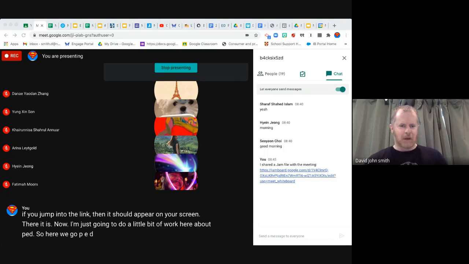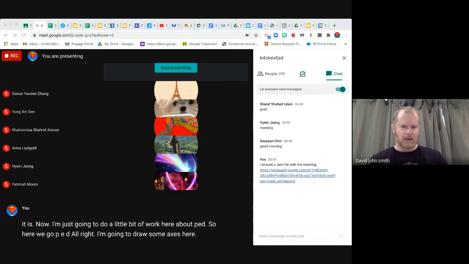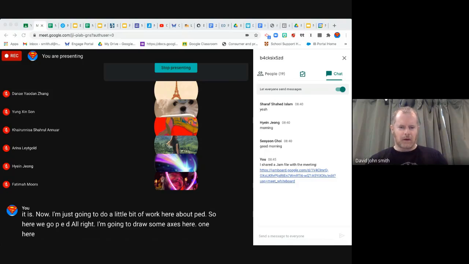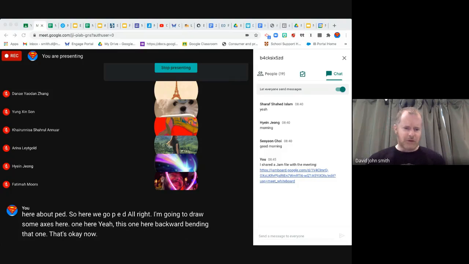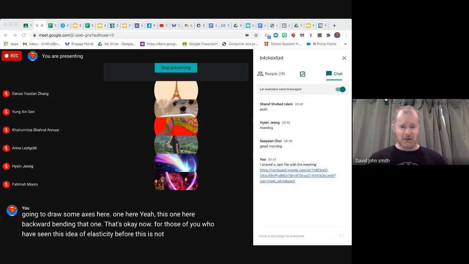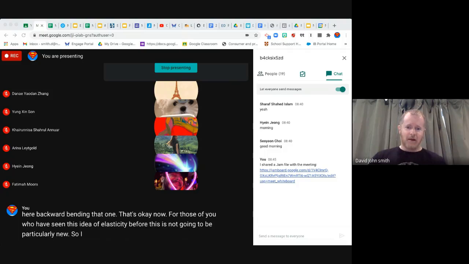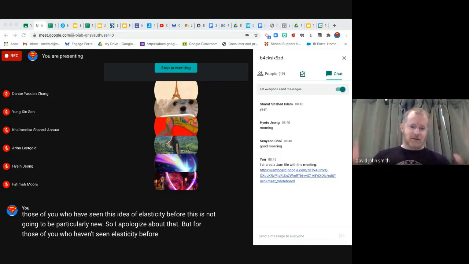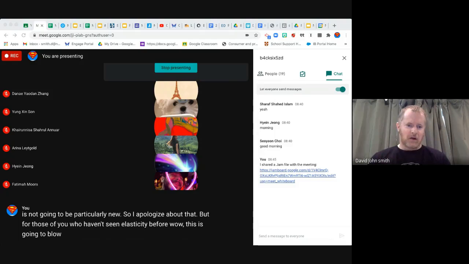All right. I'm going to draw some axes here. One here. This one here. It's a little bit backward bending, that one, but that's okay. Now, for those of you who've seen this idea of elasticity before, this is not going to be particularly new, so I apologize about that. But for those of you who haven't seen elasticity before, whoa, this is going to blow your mind. All right, let's have a look.